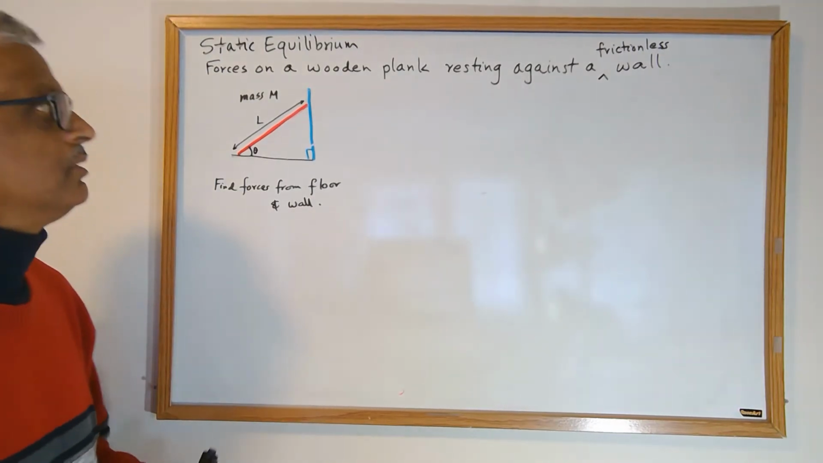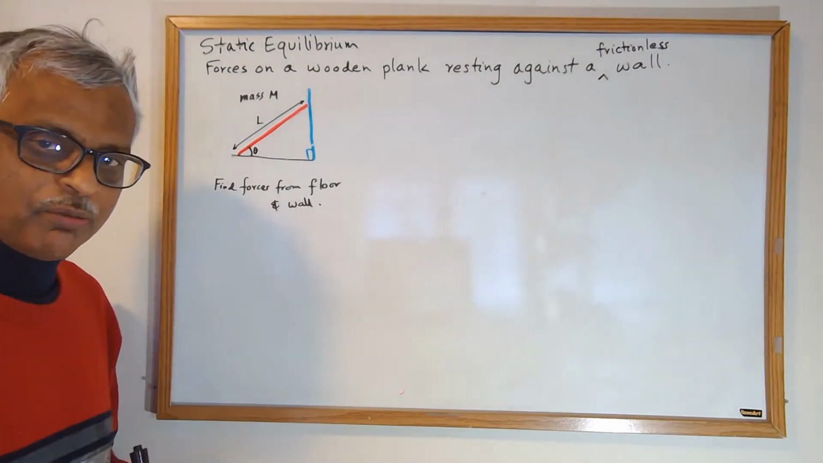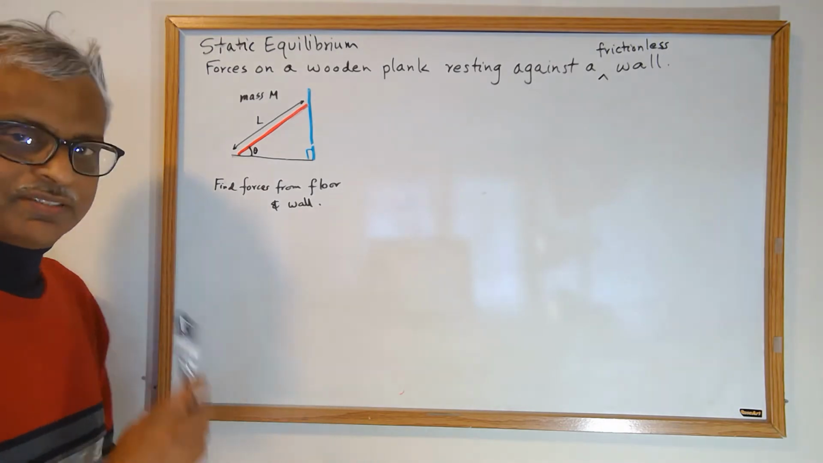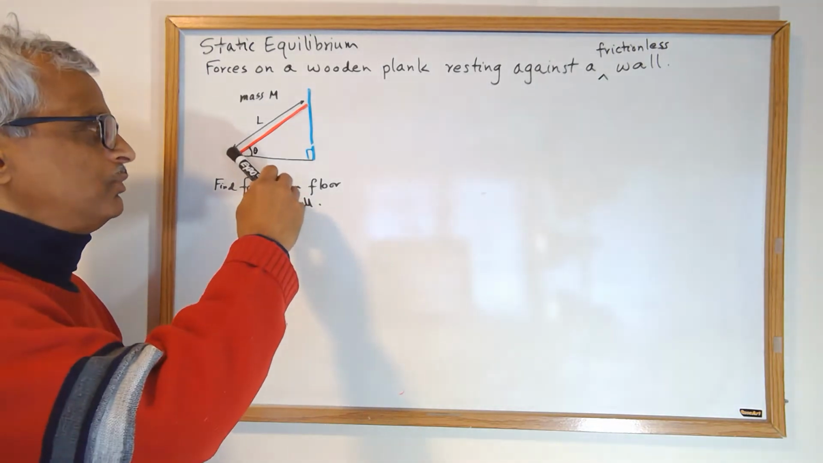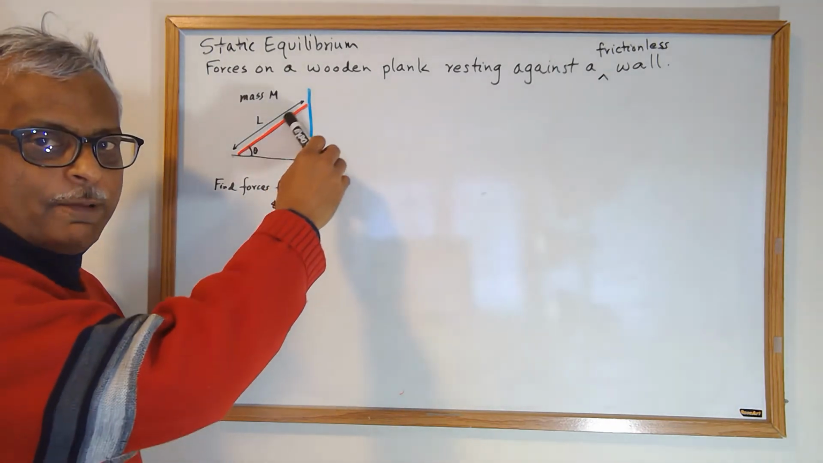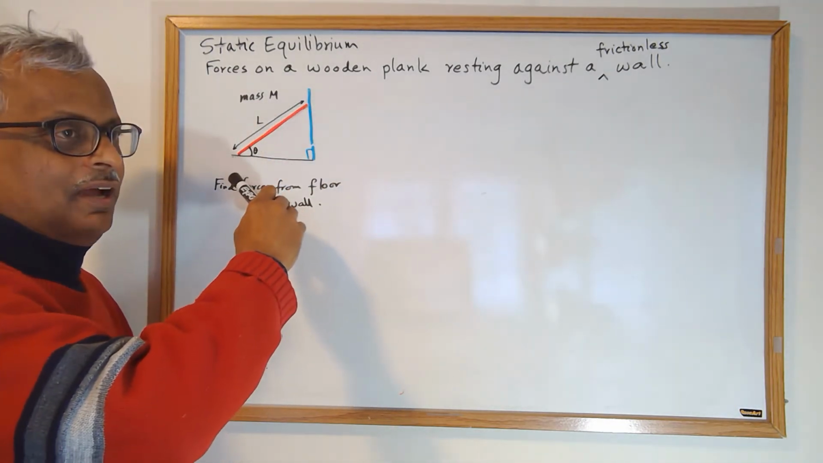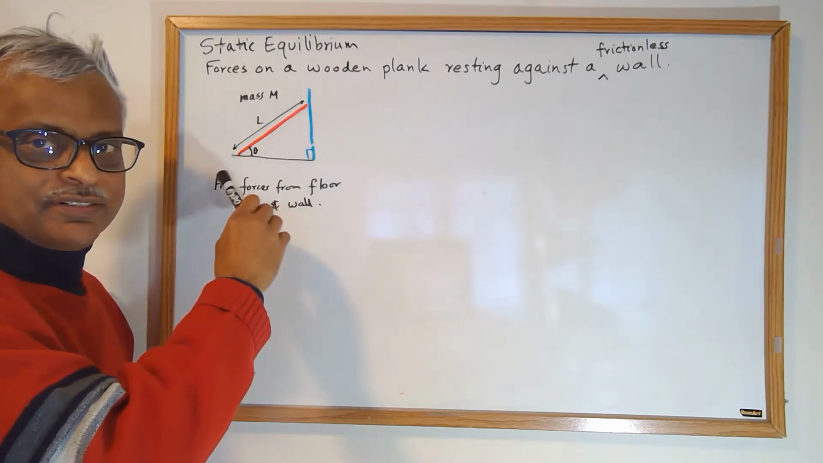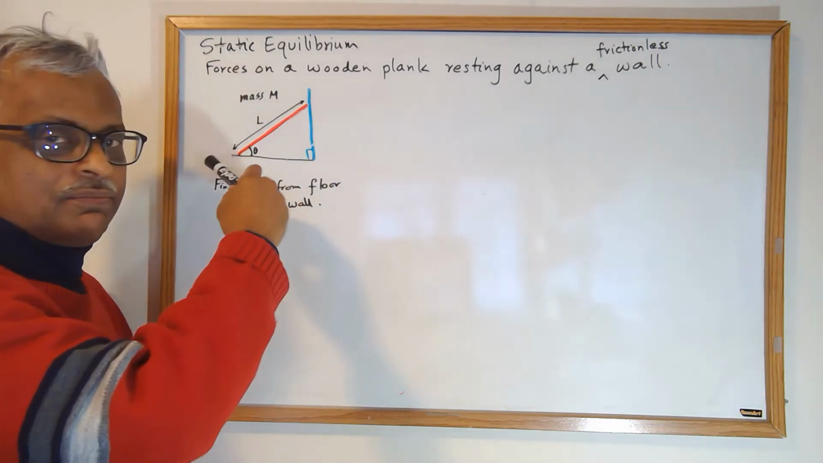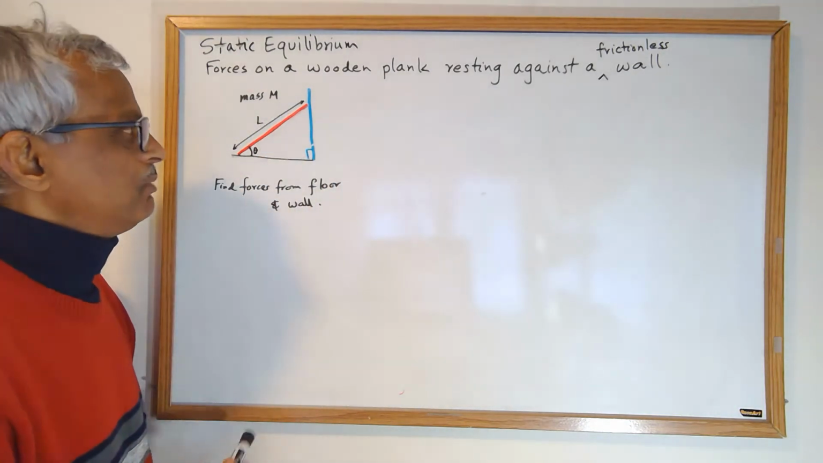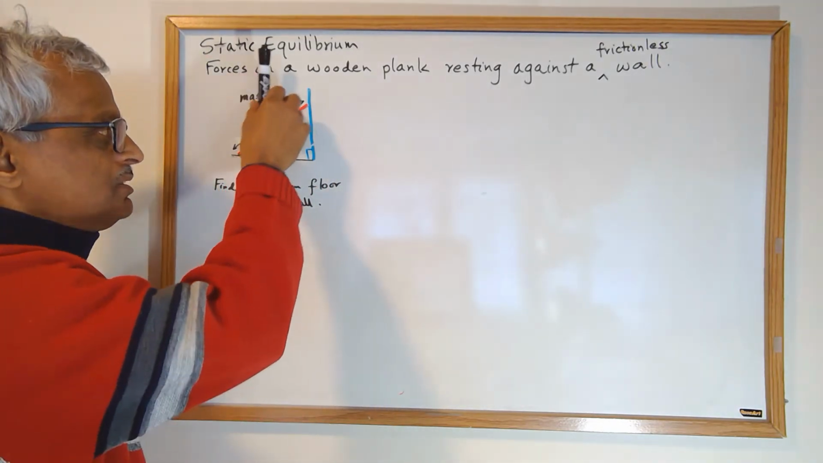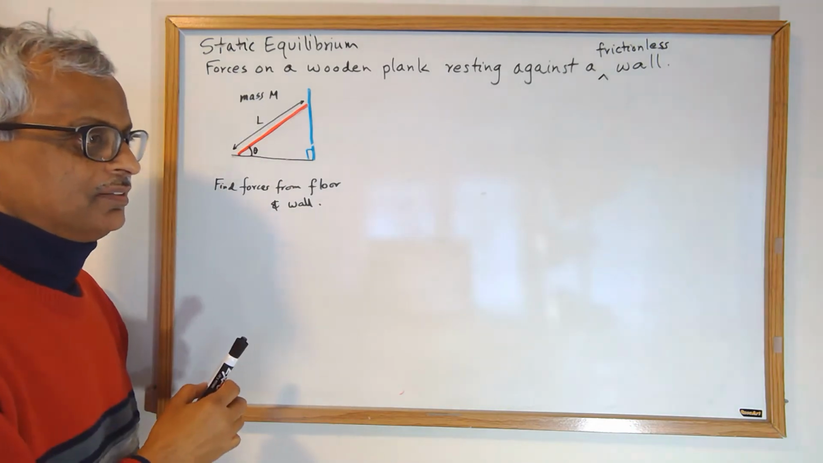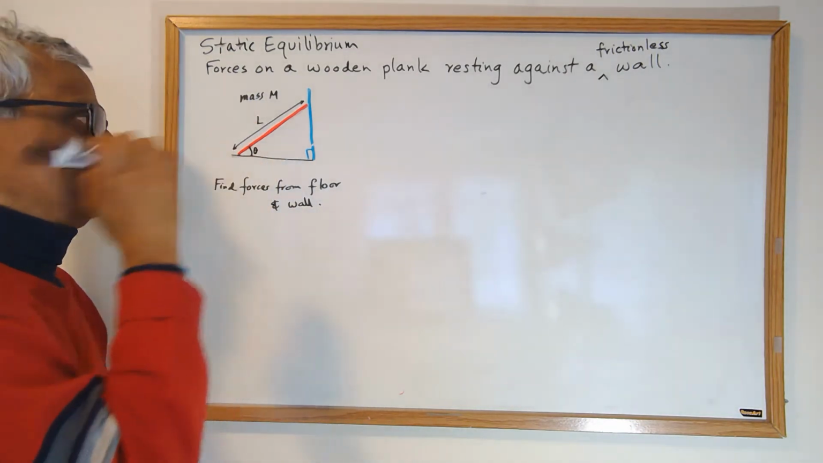Another example is static equilibrium problems. This is a very classic problem, which comes in the guise of a wooden board, a bar, or a ladder. There are several different variations of this problem. You could have a person going up the ladder, so there would be another force on the ladder.